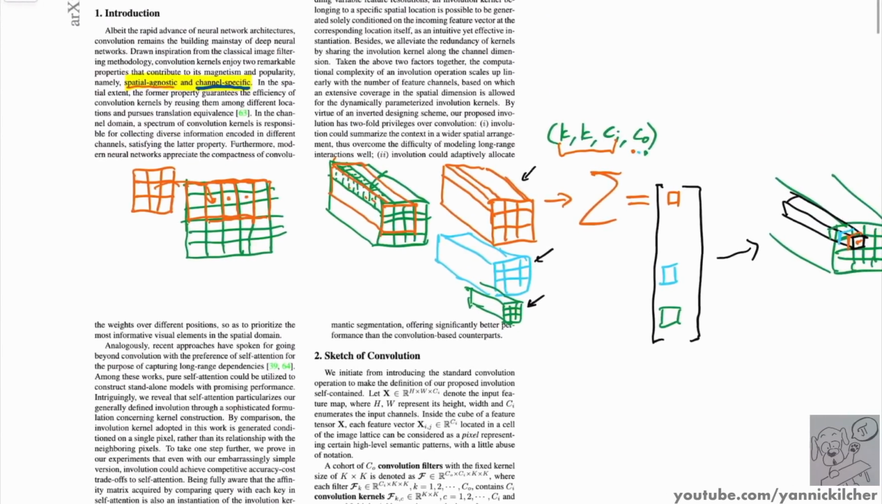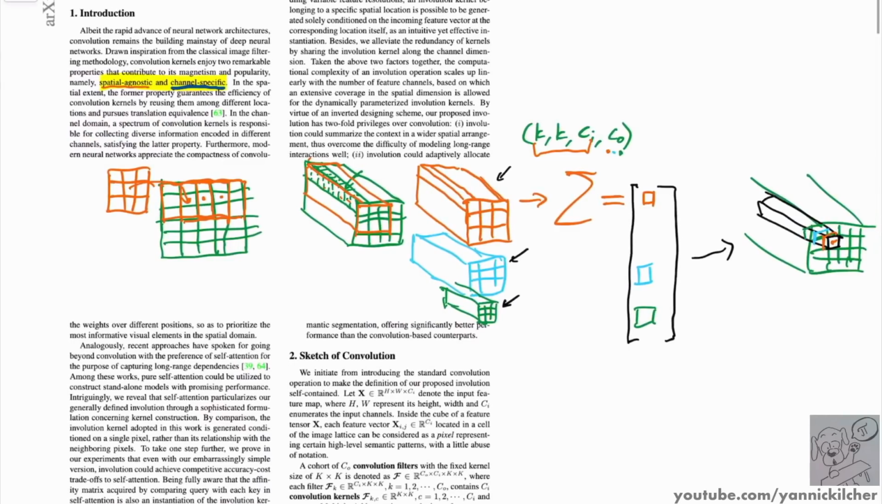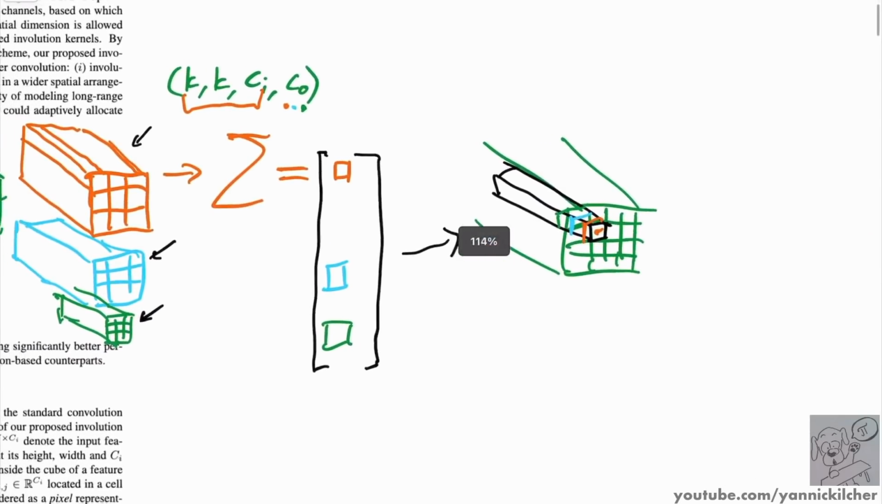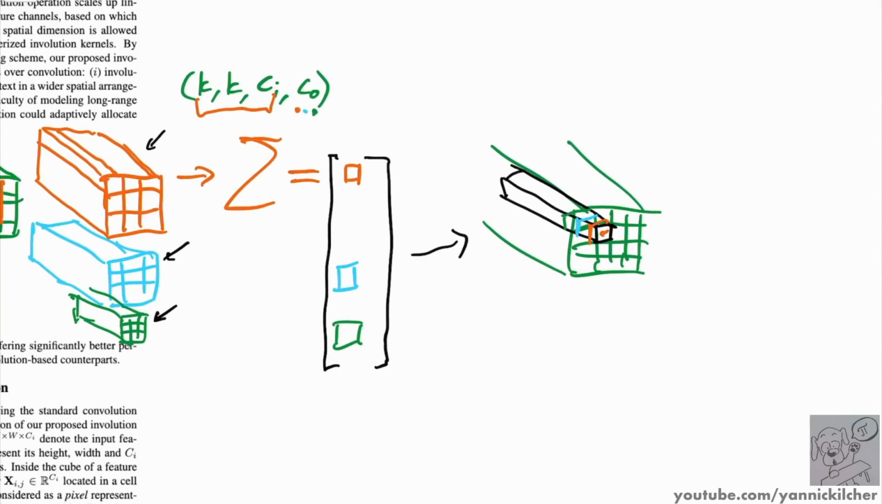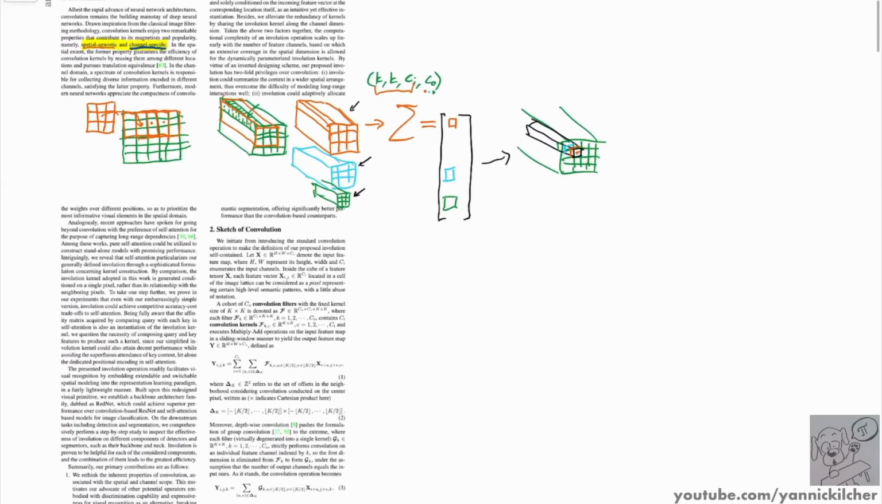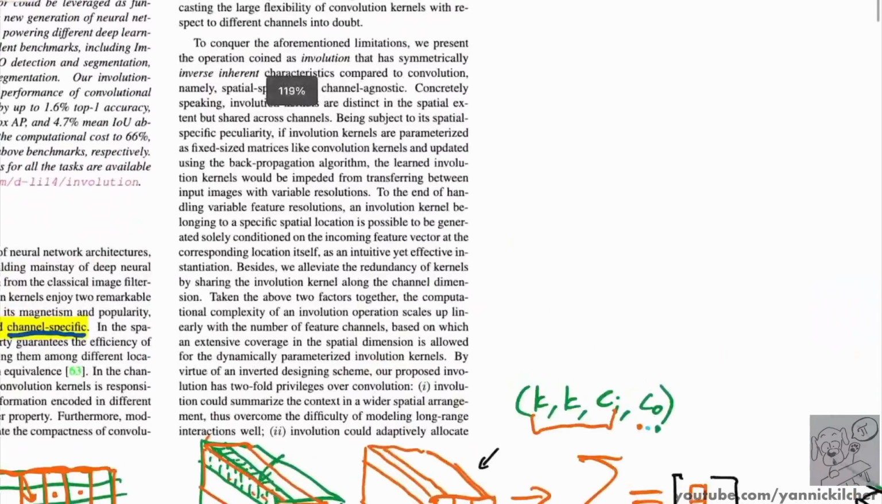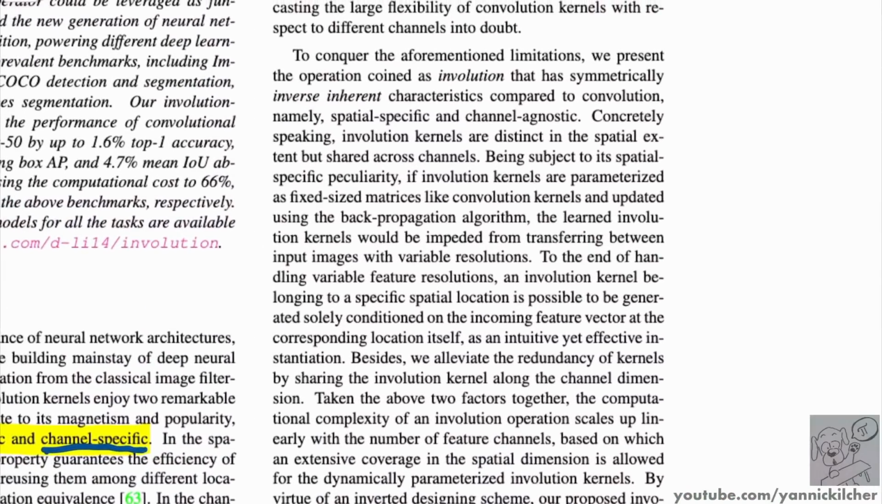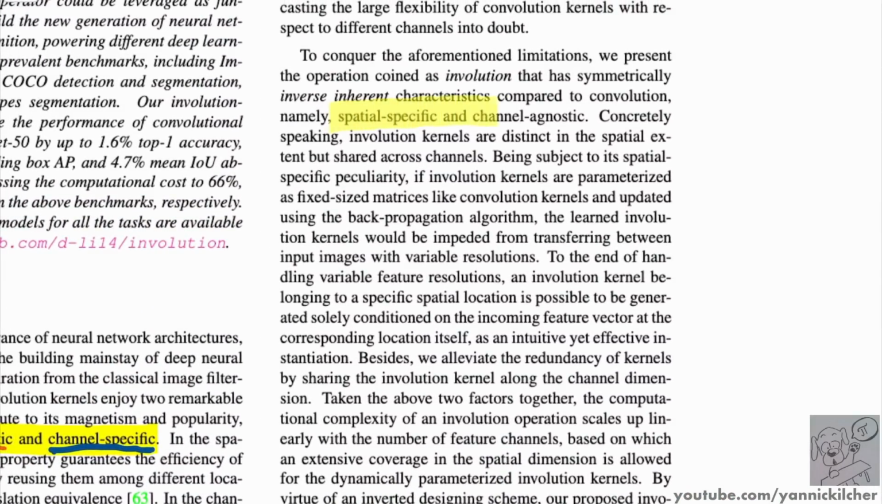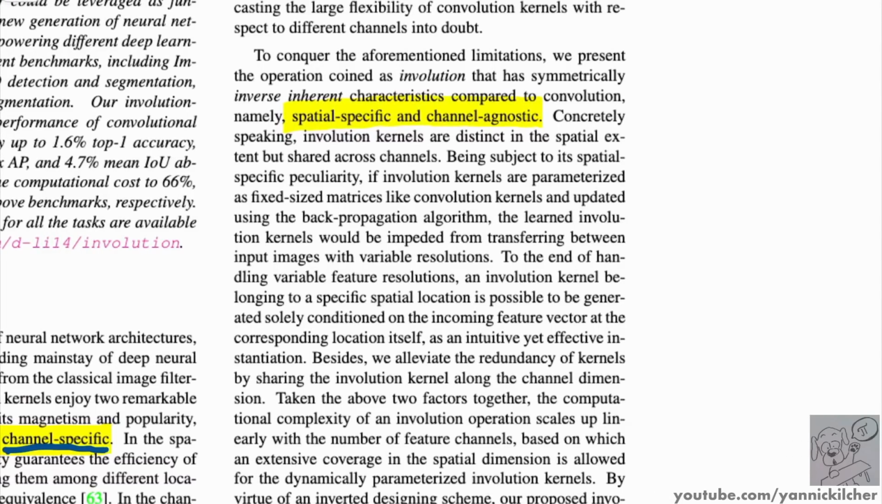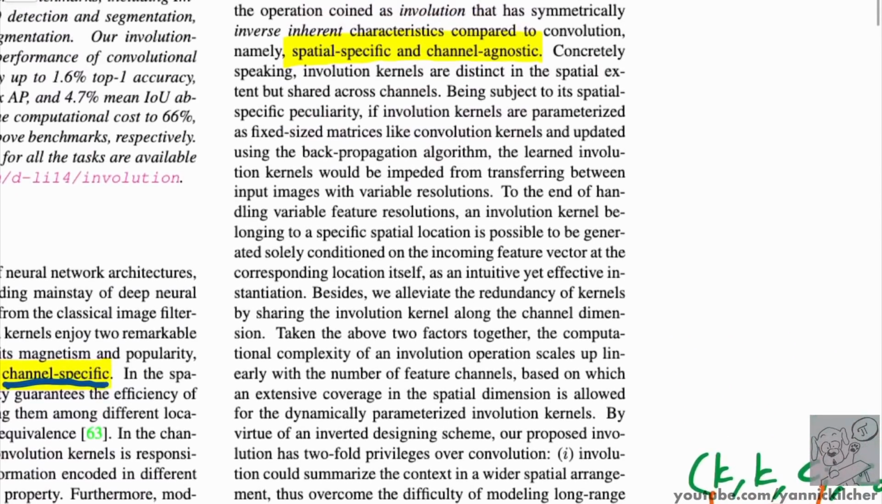So it's spatial agnostic because it does the same computation at every location. It's channel specific because it does a different computation at each channel, even though it does it for all the locations equally. All right, so now we're prepared to invert that. So involution promises we invert this. What we want to do is something spatial specific and channel agnostic. The first thing here is the channel agnostic.